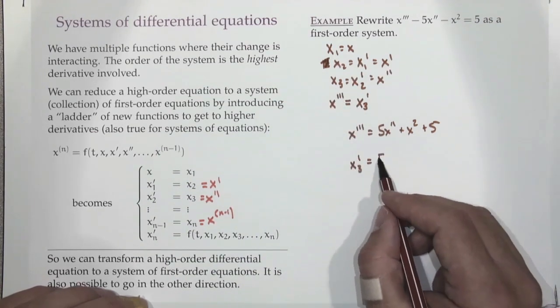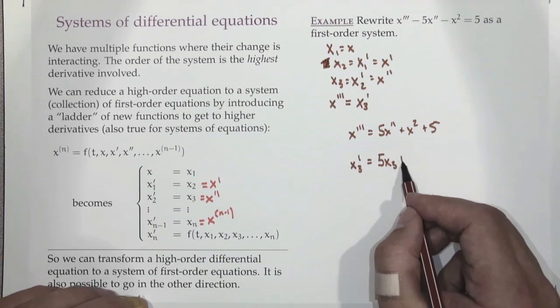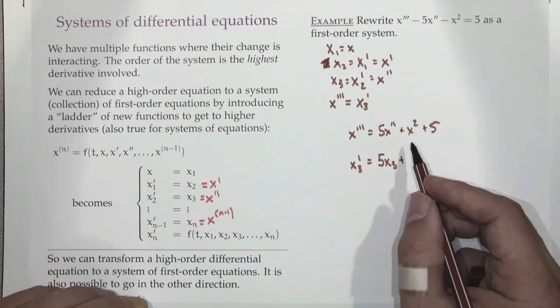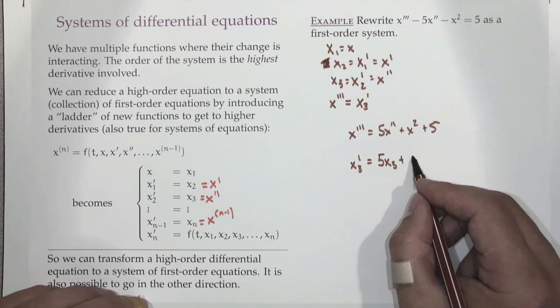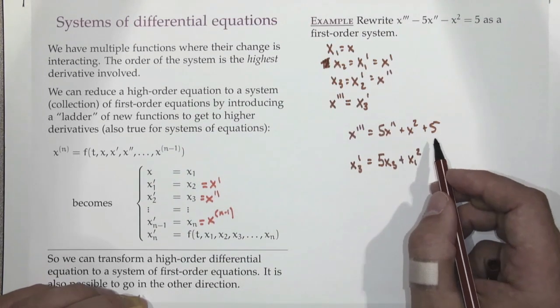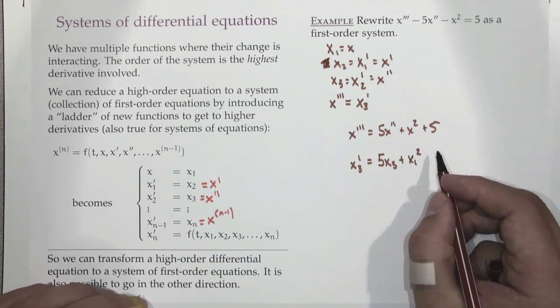x3. This x squared becomes x1 squared. The 5 becomes 5.